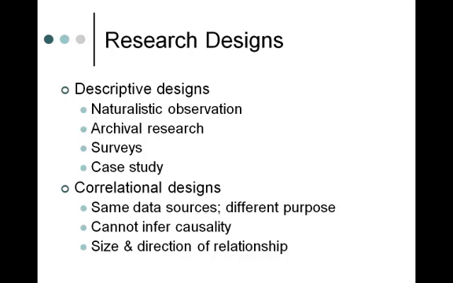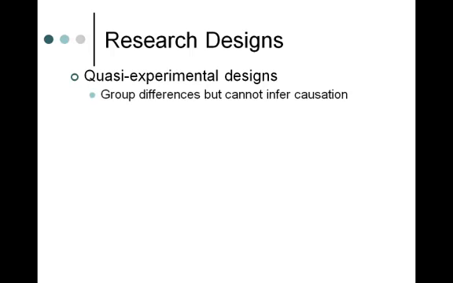Okay. So we have descriptive research, correlational research, and then we're kind of moving along this continuum, I almost want to say from basic research to more complex research. We get to quasi-experimental designs, which are really halfway between correlational and experimental research in many ways. And the goal here is to identify group differences.